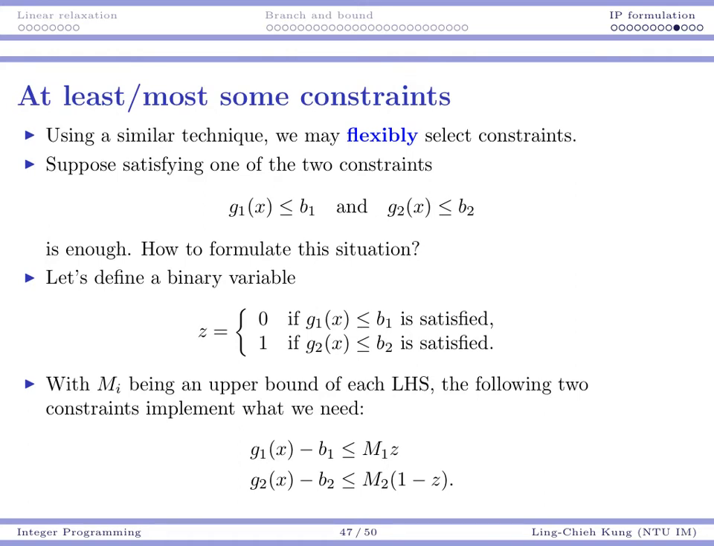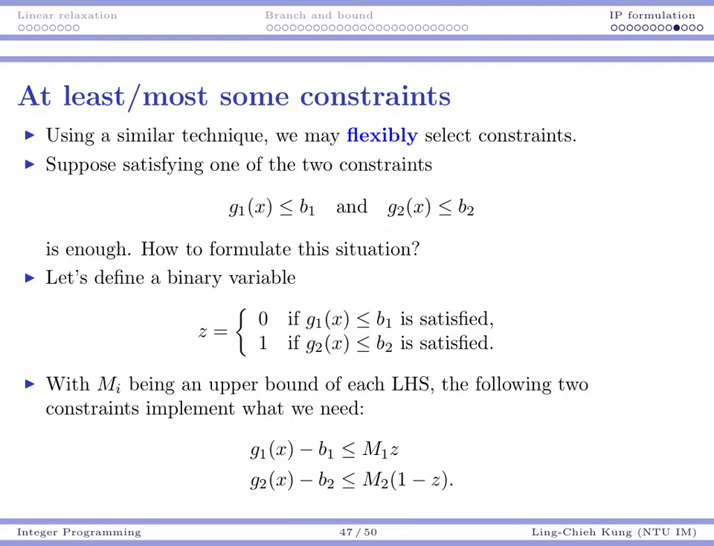And then let's get mi as an upper bound of each left-hand side. Then all I need is to write the two constraints like this. If z is 1, then in the second constraint you don't have that right-hand side, and that means you need to satisfy the second constraint.